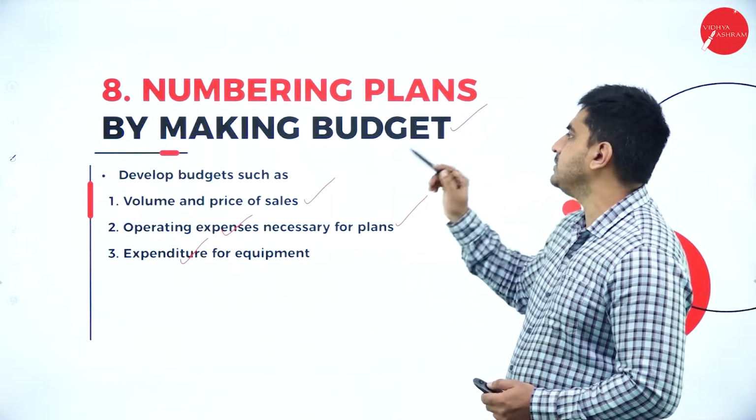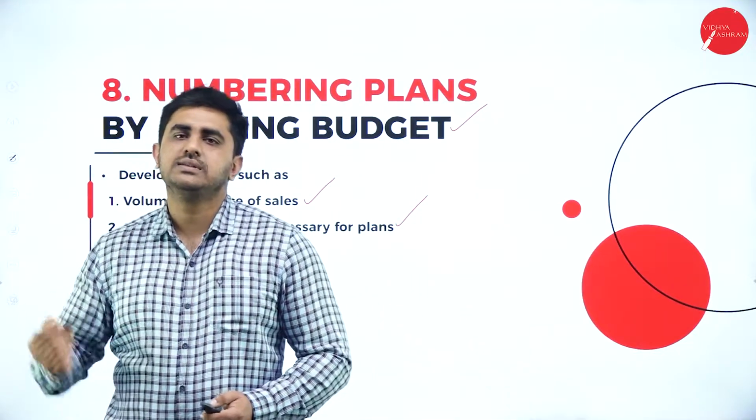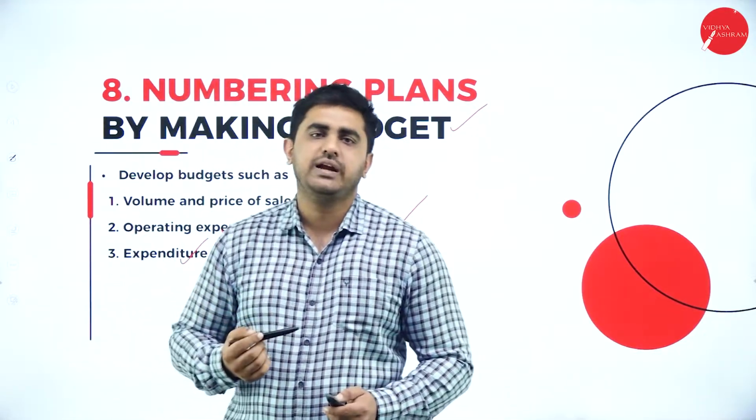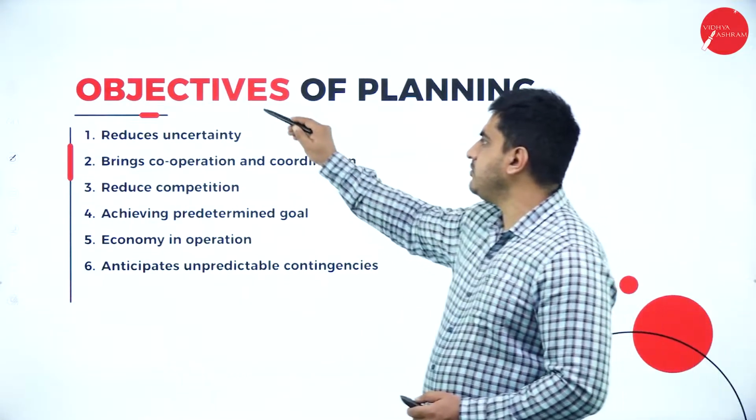This is numbering plans by making budget. So this is the end of steps in planning process. There are 8 different steps which you have to write down. So next we are going to the next topic, that is objectives of planning.